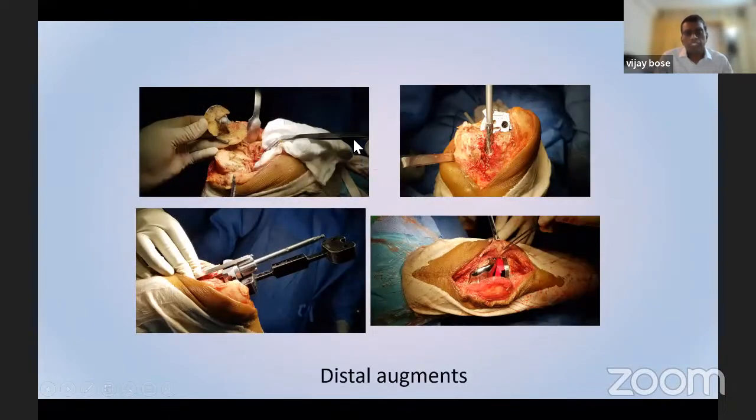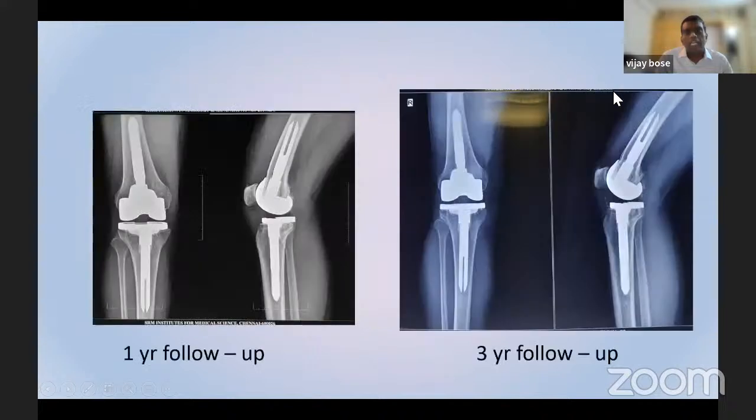And this is during the revision surgery. We have done quite a conservative revision. We have put distal augments on the femur, and that's the post-op X-ray. That's the 1 year follow-up, and that's the 3 year follow-up of the case. He's doing very well. He's very happy following the revision surgery.